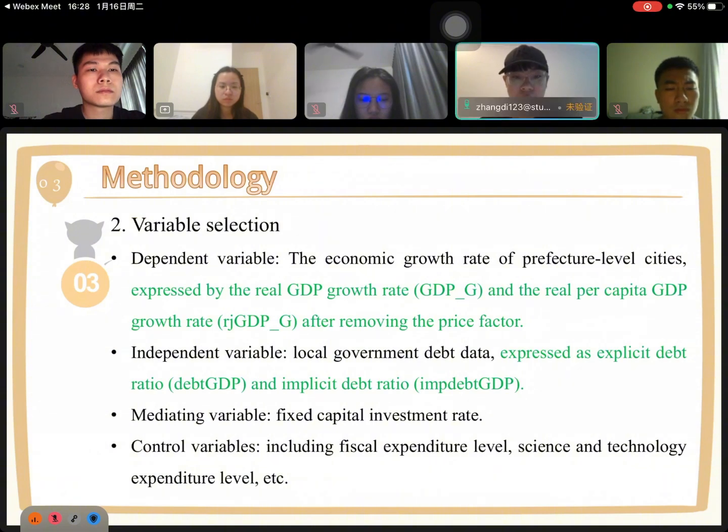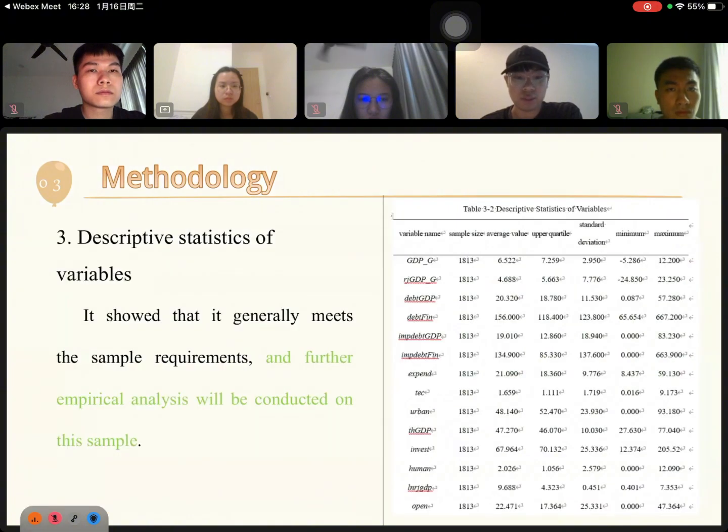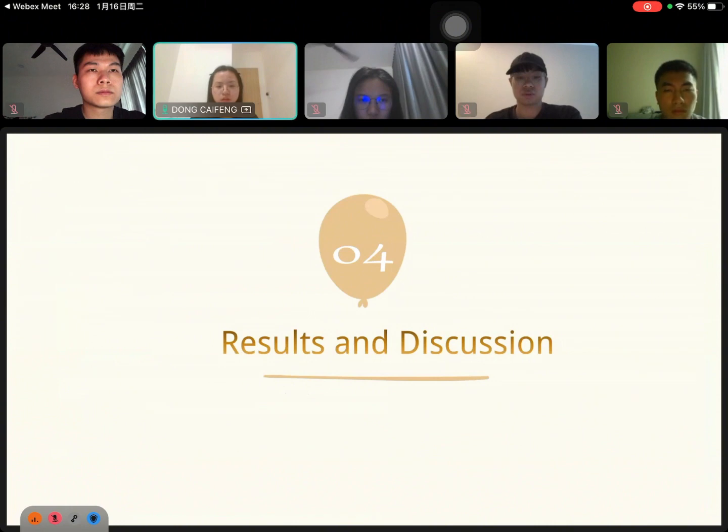Control variables include fiscal expenditure level, size, and technology expenditure level, etc. Then the descriptive statistics of the variables show that in general the sample meets the basic requirements, and empirical analysis will be conducted on the sample. The fourth part is results and discussion.